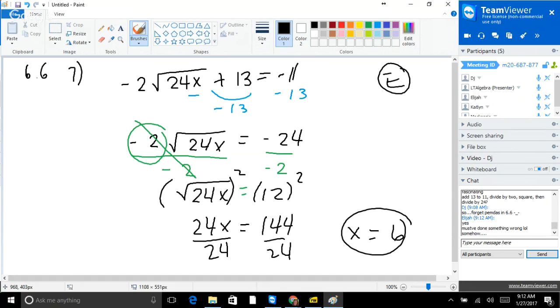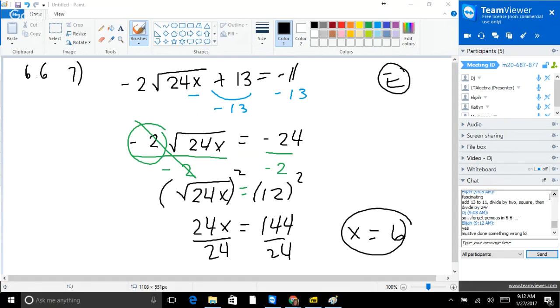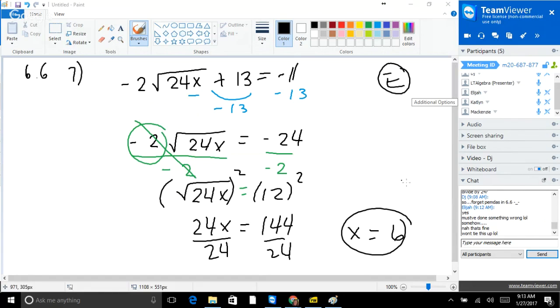Well, now go back and look. Do you want to see another one? Because I'm reading your little description. You said add 13 to 11, which is what we did first, Elijah. Divide by 2. Okay, so really, yeah, okay. Square, then divide by 24. So you actually had all the steps above. You had the steps right, so it must have been some little math error. Which is frustrating when you have the steps right and it's like one little thing. Oh, sorry. You sure you don't want to do one more?